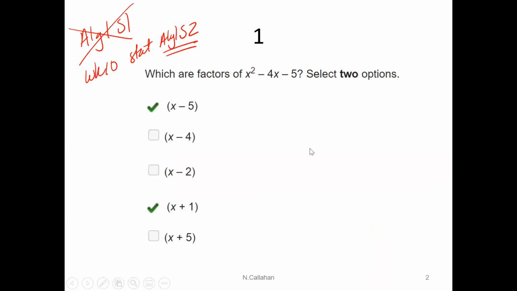Right, so with that said, let's go and take a look at the first question. Okay, so this is question number 1 out of 350. It says, which are factors of x squared minus 4x minus 5? Select 2 options.